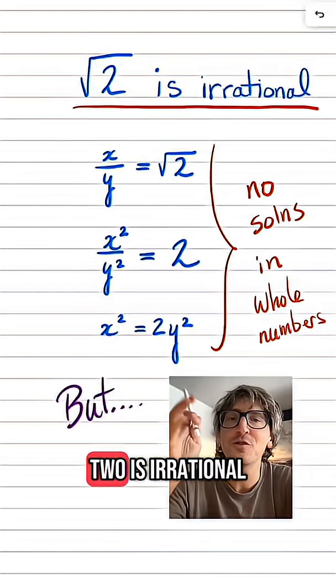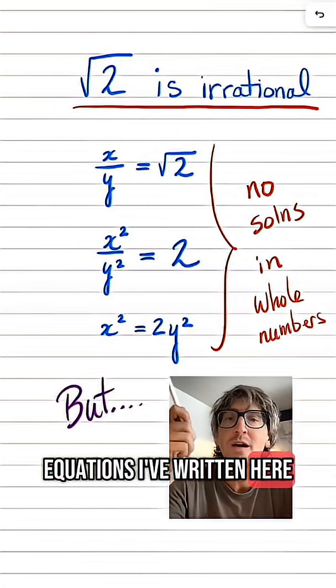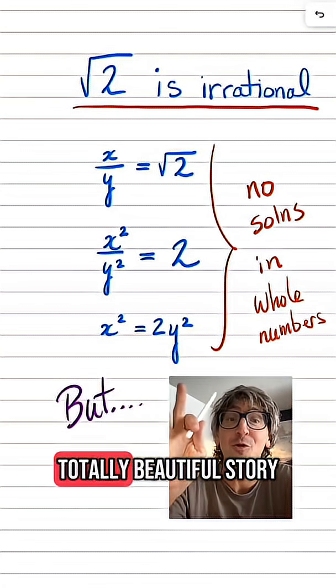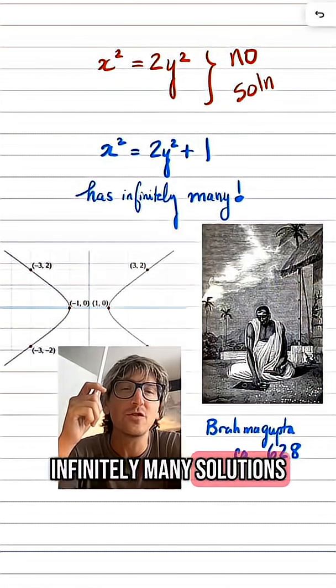Hey guys, the square root of 2 is irrational. Maybe you've heard that. And what that means is that none of these equations I've written here have whole number solutions. But we're going to make one change and there's a totally beautiful story. If we add a 1 to the right-hand side, we actually get infinitely many solutions, and that's what I want to explain today.